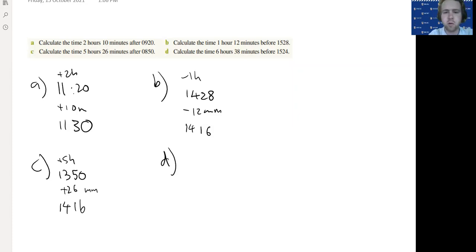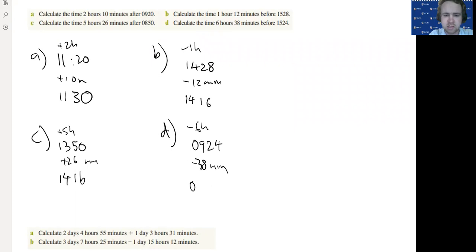Okay, 6 hours before. So we've got a minus 6 hours. We get to 09, so 0924, and then we minus the 38 minutes. It's 24 minutes to get us to 0900. And then we've got to think, how many do we have left over? It's 6 plus 8, which is 14 more minutes. So it's going to be 08. And then if we take away 14, from 60, it's going to be 46.